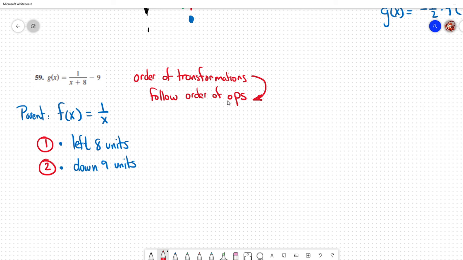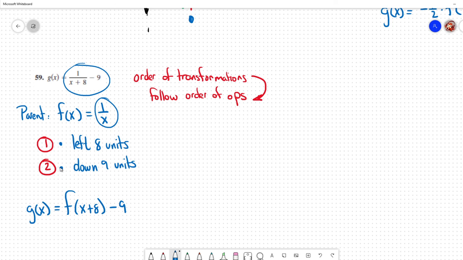All right. Now for the last part. How do I write g of x in terms of f of x? So, what's different from here that I see? I see, oh, I'm adding an 8 inside the function, so f of x plus 8. And then after that's done, the minus 9. That's what I'm looking for: what's different from the parent function to the given function?